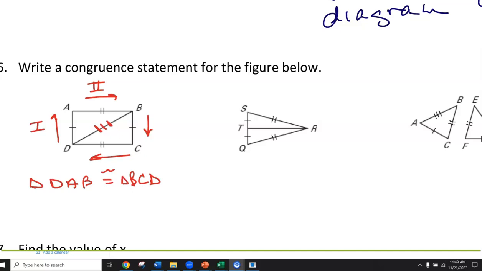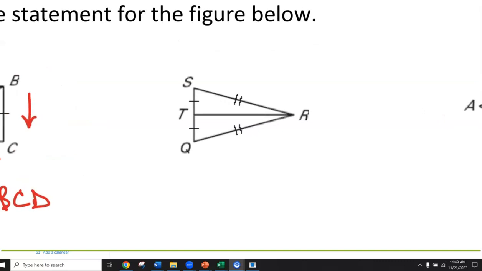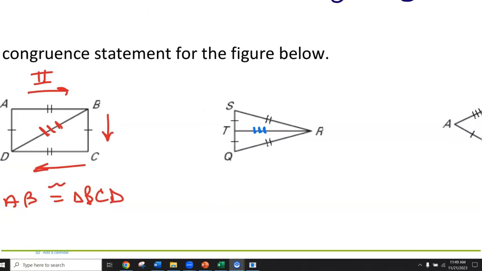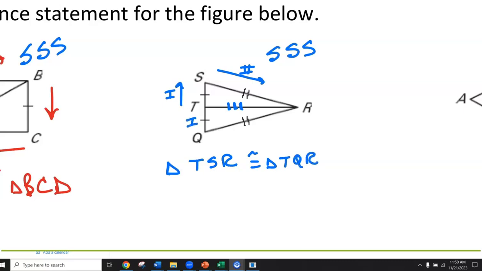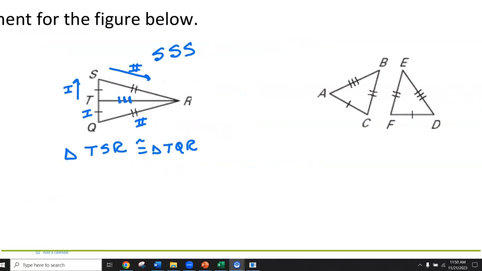Okay, next one. Same idea. These triangles have a common reflexive piece. Label it. Okay, so how did you know that these guys are congruent? This was side, side, side, and so is this, right? There's no angles involved. Okay, so I'm going to name my first triangle, the top one, TSR. So I went this way. I went 1, and then I went 2. Do the same thing for the bottom triangle. Go 1 and 2. So that's going to be TQR.